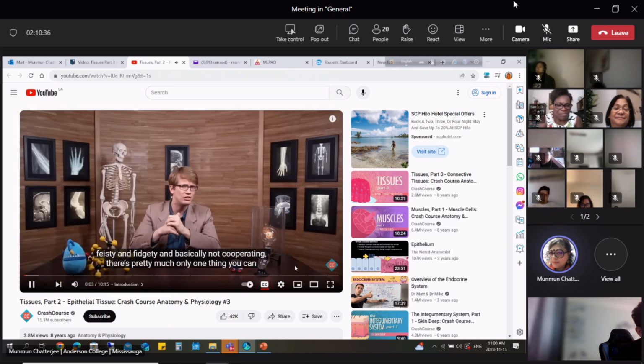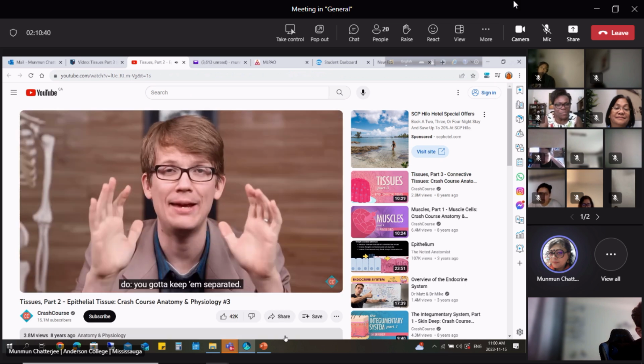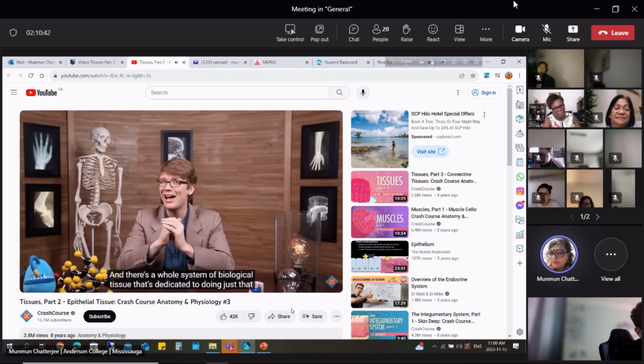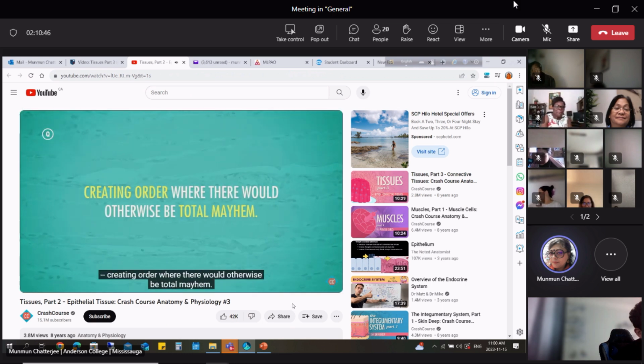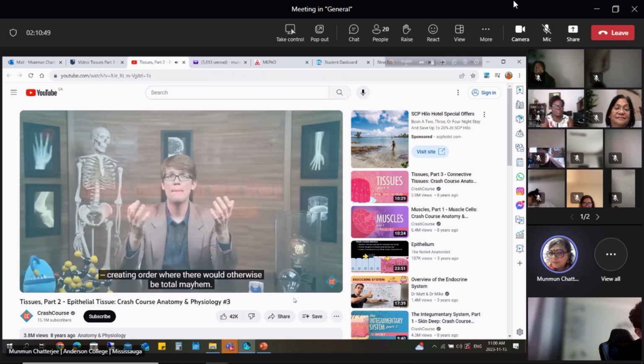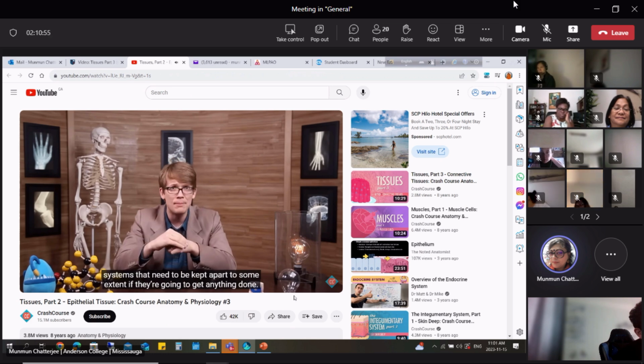Elements that are being feisty and fidgety and basically not cooperating, there's pretty much only one thing you can do. You gotta keep them separated. And there's a whole system of biological tissue that's dedicated to doing just that, creating order where there would otherwise be total mayhem. Because you, and pretty much every other animal, is made up of incredibly complex, feisty, fidgety systems that need to be kept apart to some extent if they're gonna get anything done.